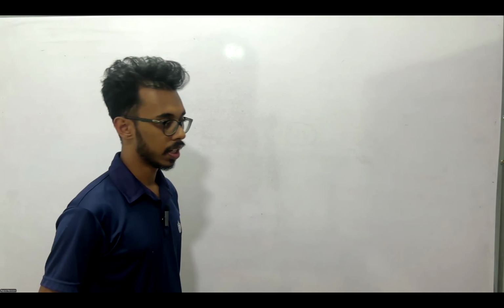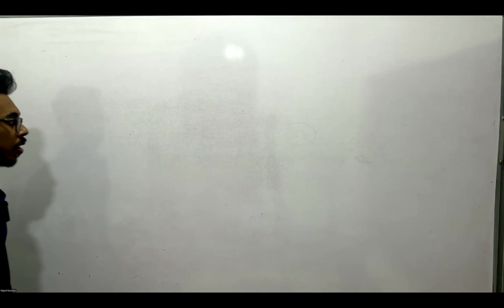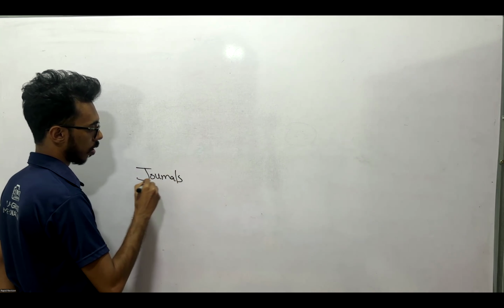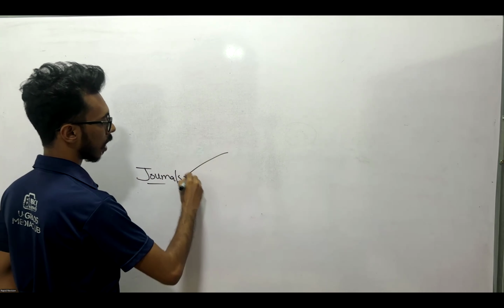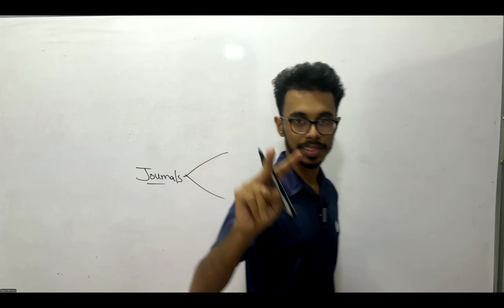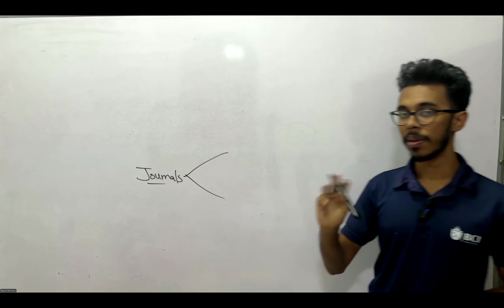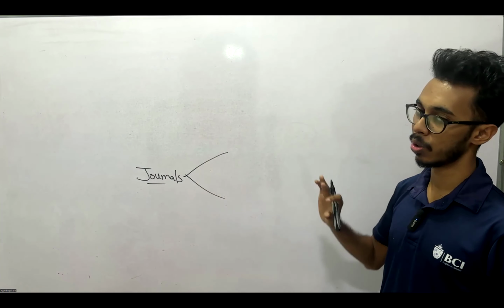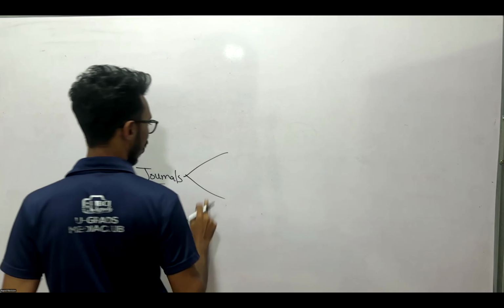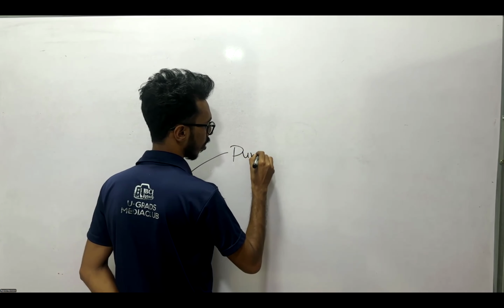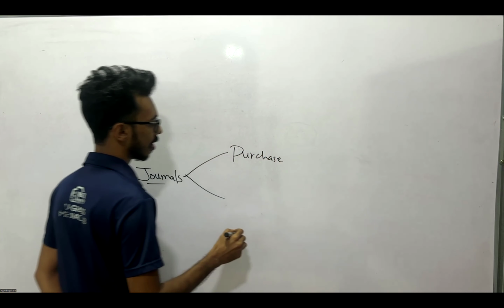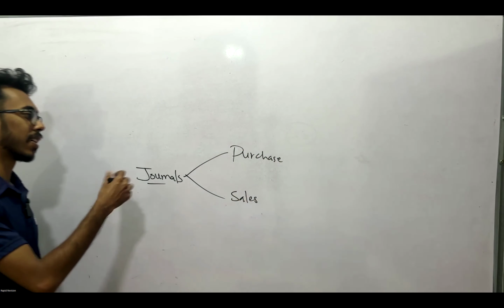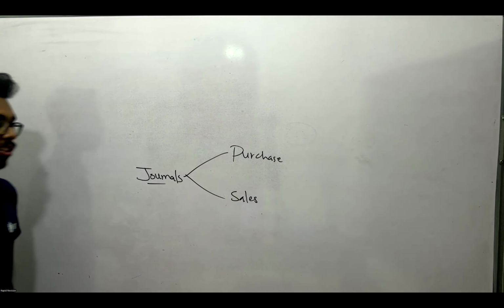Now here, journals have mainly two types. There are three: purchase, sales, and general. Let's keep the general one aside. For the moment we will focus on two, right? Journals are divided into two types: purchase journal and sales journal.